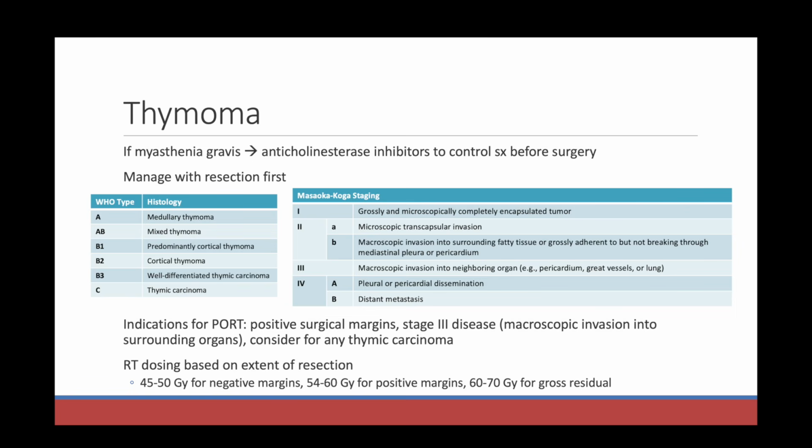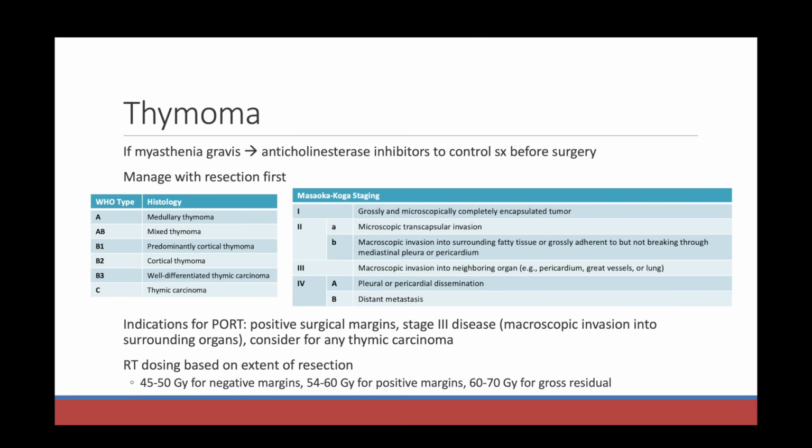So that brings us to the staging, which is done by the Masaoka-Koga staging system, and we divide it into stage 1, 2, 3, and 4. 1 is if tumor is grossly and microscopically completely encapsulated. Stage 2 is if there's transcapsular invasion. 2A is microscopic invasion and 2B is macroscopic invasion, kind of infiltrating into the surrounding fat or grossly adherent, but not yet breaking through any pleura or pericardium. So it's just macroscopic transcapsular extension.